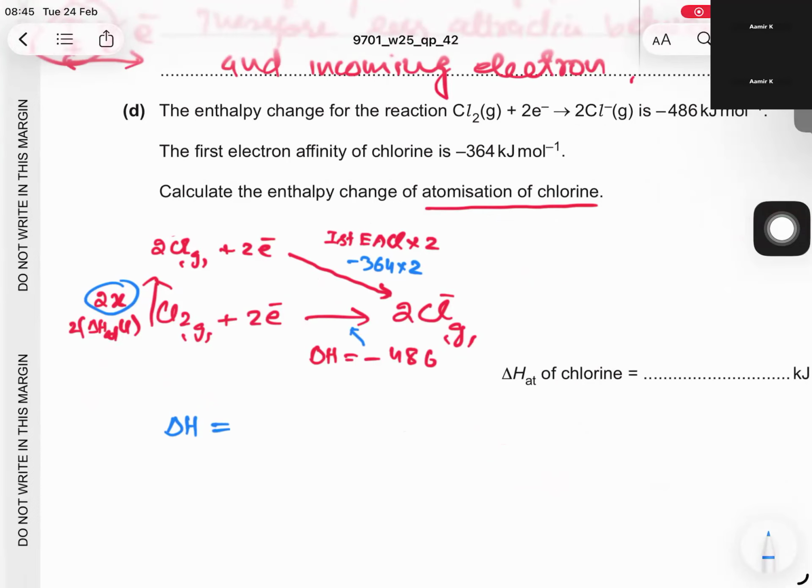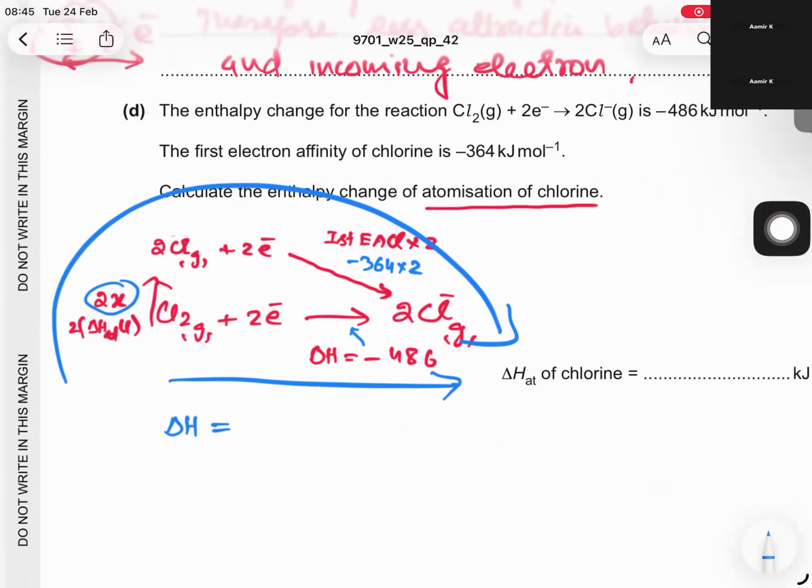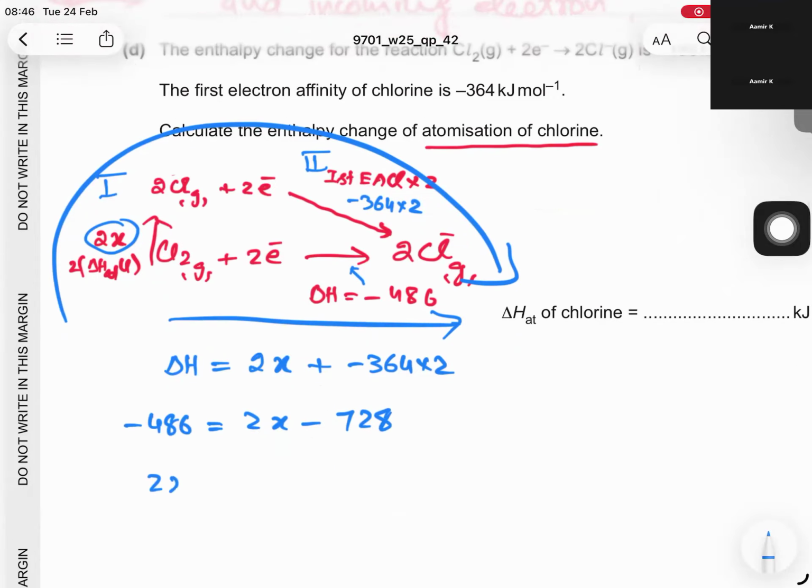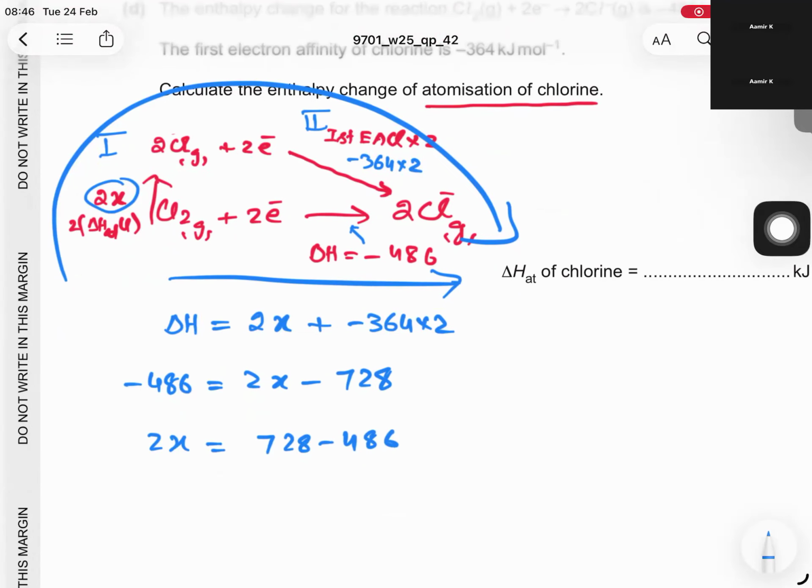Delta H, which is the direct enthalpy, is equal to, if you add them up, the step 1 and step 2 enthalpies. This is step 1, this is step 2. Step 1 enthalpy is 2x at this moment, 2 times delta H of atomization. And step 2's enthalpy is minus 364 times 2. So if we put in the delta H value, minus 486 is equal to 2x minus 728. So now 2x is equal to 728 minus 486, which is plus 242 kilojoule per mole.